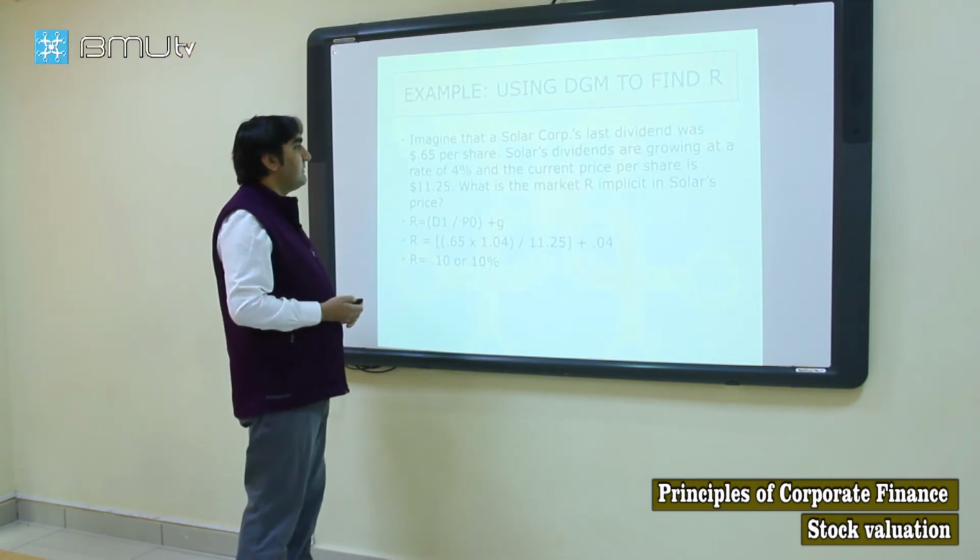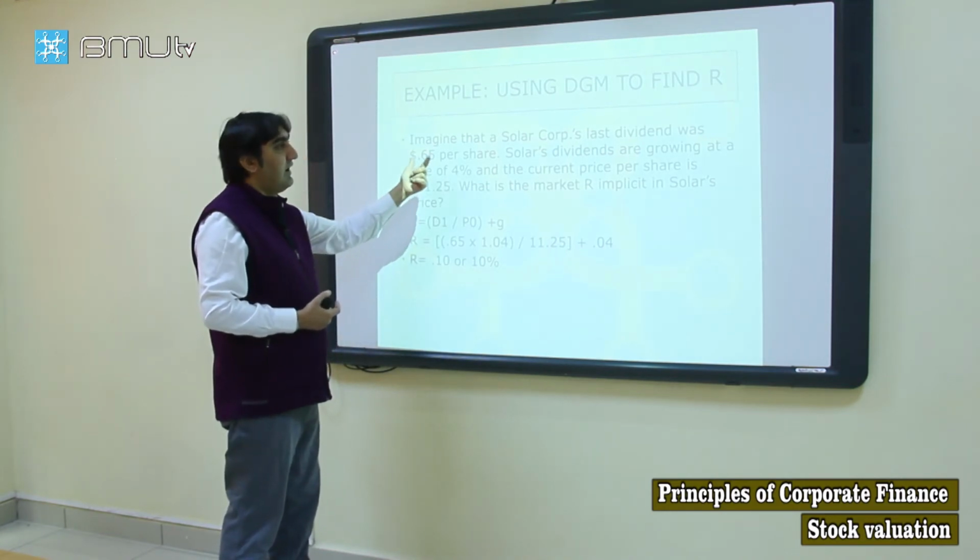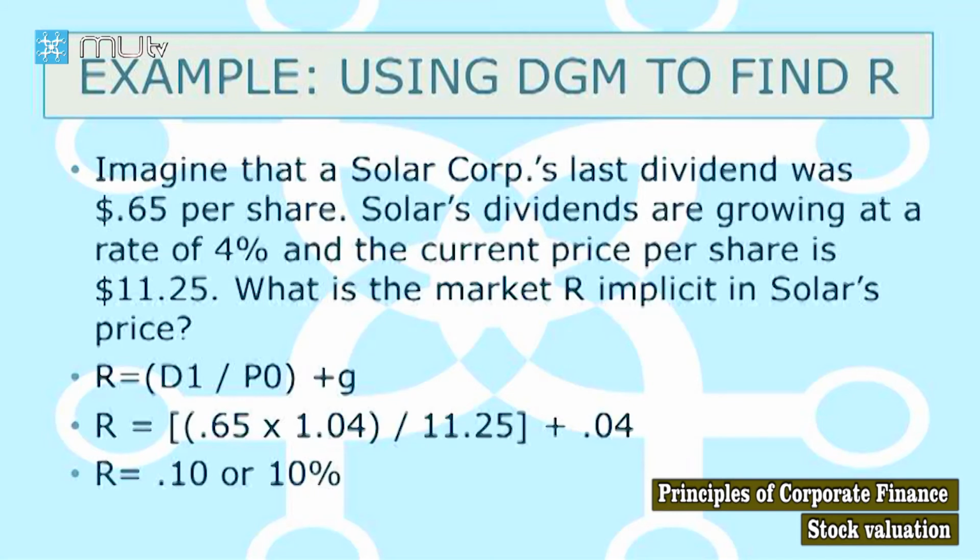We have an example here. Imagine that a solar corporation's last dividend was 0.65. That is, last dividend means D0. Solar's dividends are growing at a rate of 4%, and the current price per share is $11.25. What's the market R implicit in Solar's stock? That is, if investors pay $11.25 for this stock, how much return as a percent do they require from this stock?